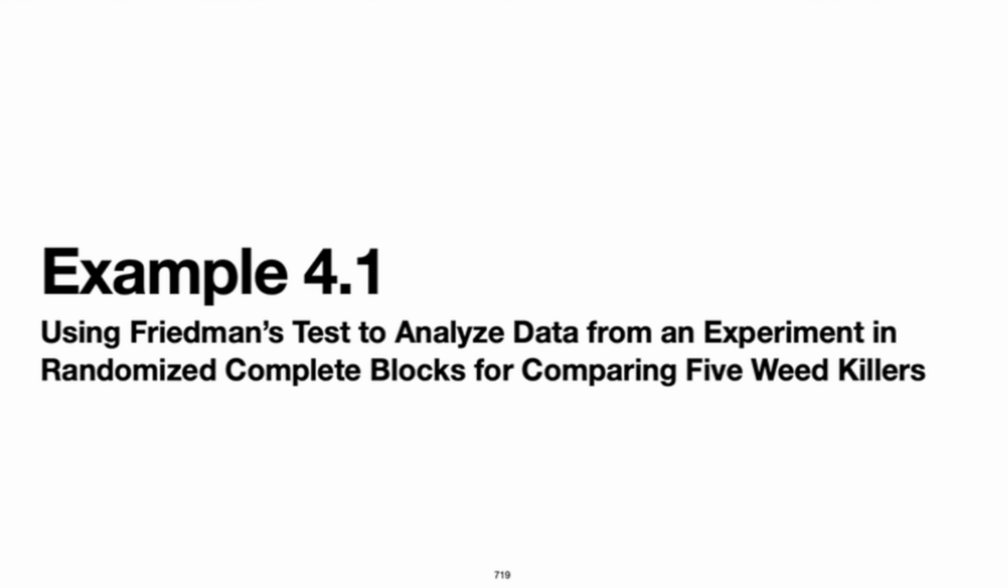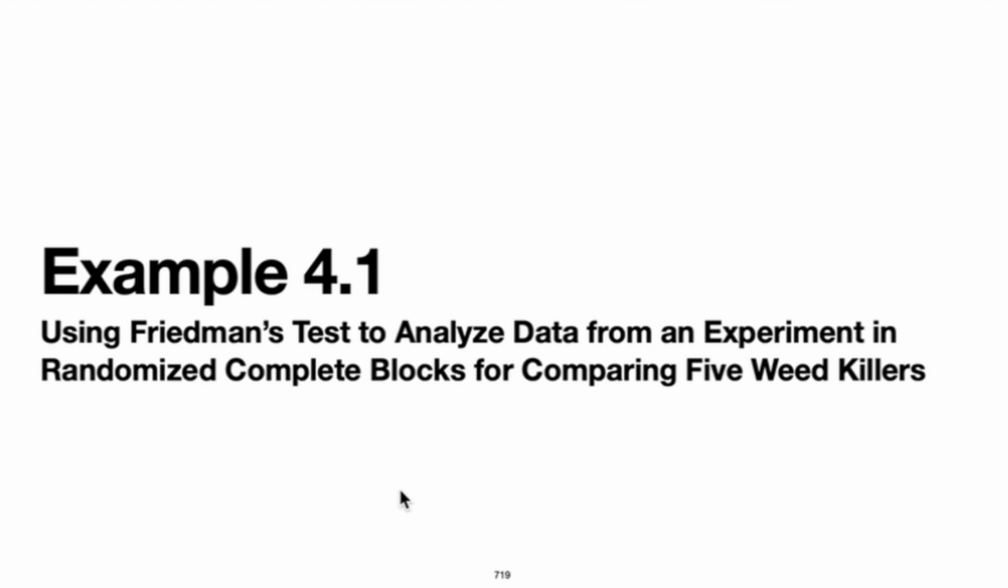Alright, now in this lecture video we're going to look to see how to use SAS to perform Friedman's test. And this one is not going to be as straightforward. This is going to take some programming effort. We're going to show this by redoing example 4.1 using Friedman's test to analyze data from an experiment in randomized complete blocks, the purpose of which is to compare 5 weed killers. So again, this is an analysis of variance type of situation.